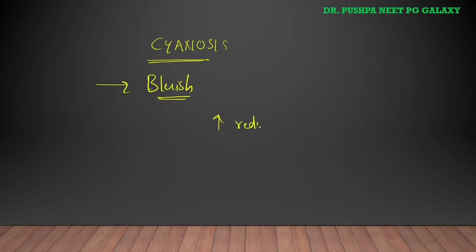There is something called cyanosis. Cyanosis means there is bluish discoloration of skin and mucous membrane resulting from an increased quantity of reduced hemoglobin. Reduced hemoglobin means deoxygenated hemoglobin. If this reduced hemoglobin is more than 5 gram percentage, it can be taken as cyanosis.